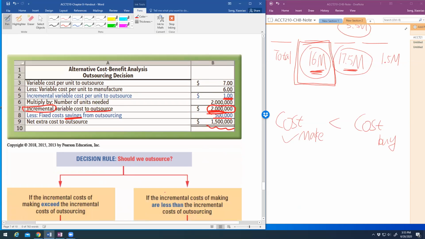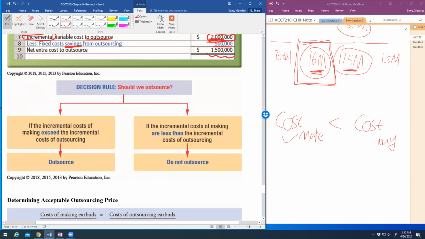Okay, so decision rule, we talk about that. If the incremental cost of make is more than incremental cost of outsourcing, we should outsource. If incremental cost of making is less than incremental cost of outsourcing, we should just make.